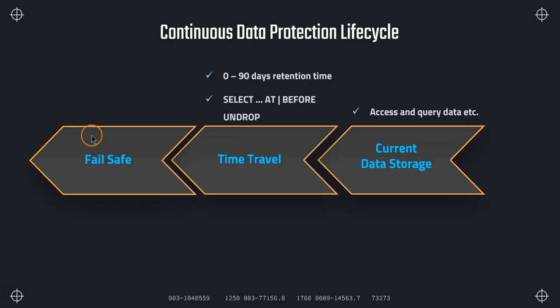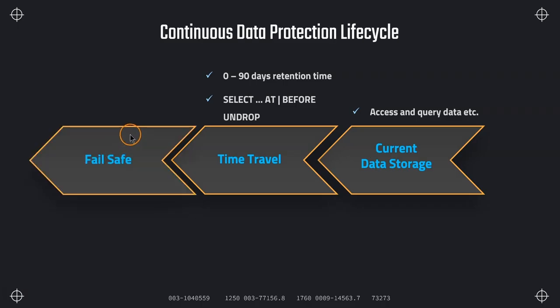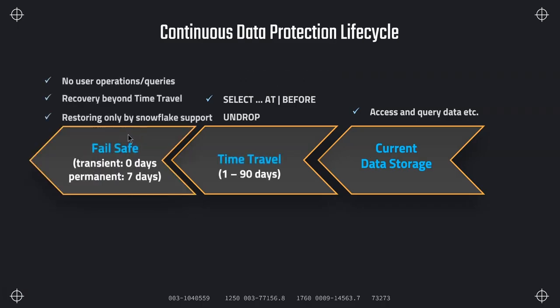For example, if we have 1 day retention time, after we have made some changes, after 1 day, those changes, so the data that is related to those previous versions, moves into failsafe. And this process is automatic and there are no user operations allowed here, so we cannot influence this by manual operations. And also we cannot access the data in failsafe ourselves. So this is something that can only be done by reaching out to the Snowflake support. And here we have now in this failsafe 7 days beyond the time travel period for those permanent tables.